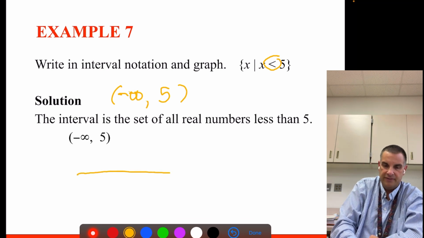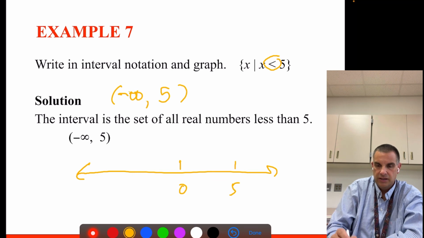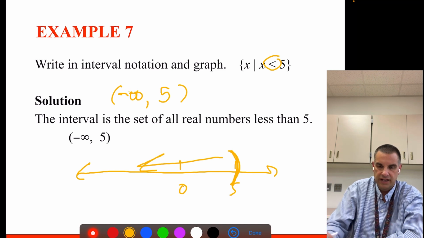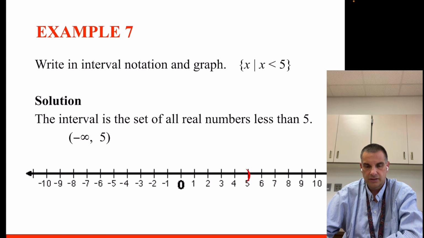If we're going to graph it, here's my graph. There's 0, there's 5. I'm going to have a parentheses, and I have to go less than 5. So parentheses off in that direction is what our graph for that is going to look like.